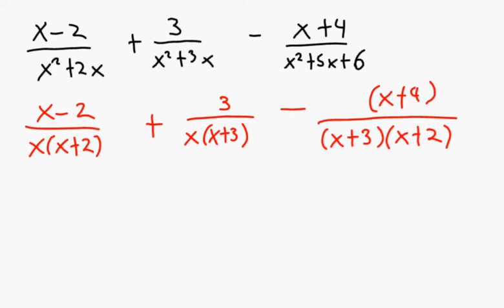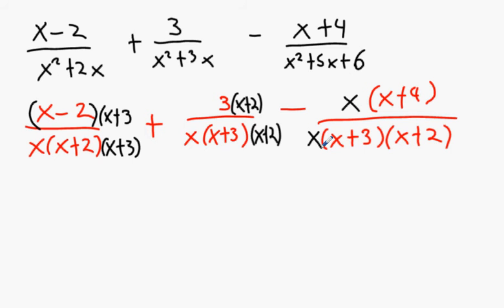What's next? Do they have the same denominators? Is there any way I can give them the same denominators? Multiply them by what they don't have. The x plus 2 doesn't have the x plus 3, so x plus 3 top and bottom. Wrap your brackets. Next one, what does that one not have? X plus 2 top and bottom. Wrap your brackets. Last one, what does it not have? Now, can I get rid of all the bottoms?